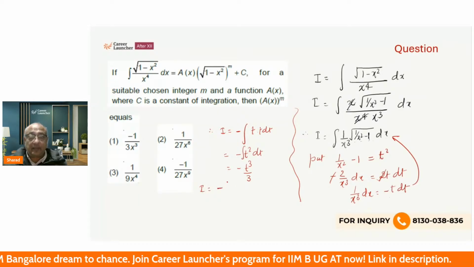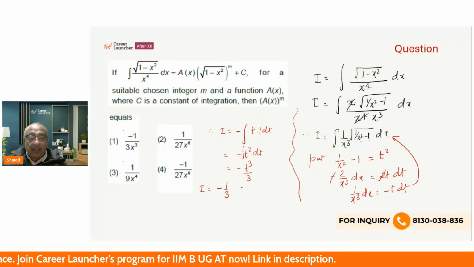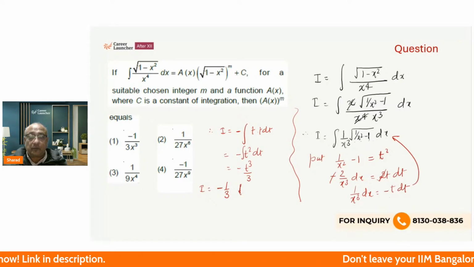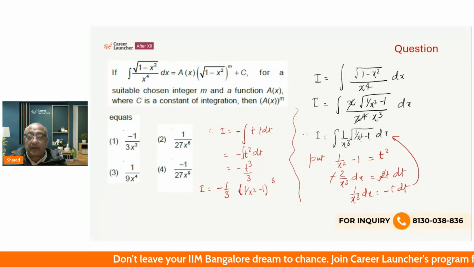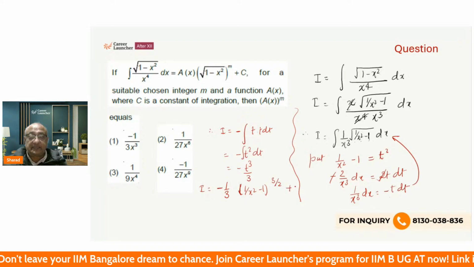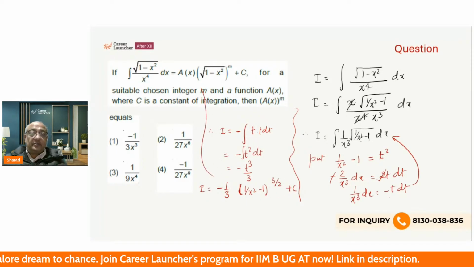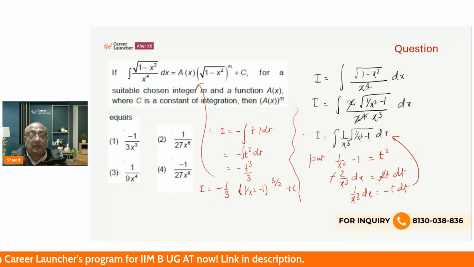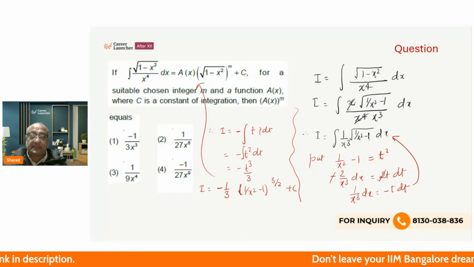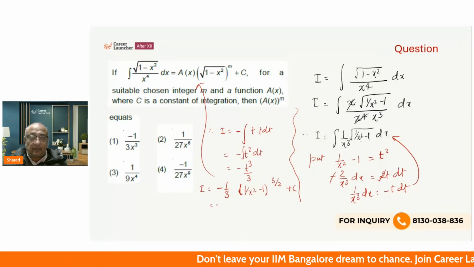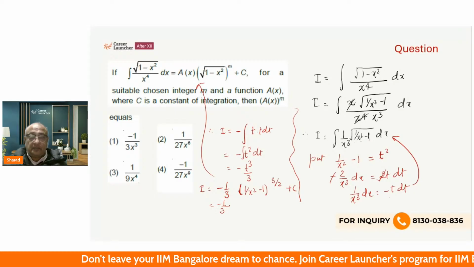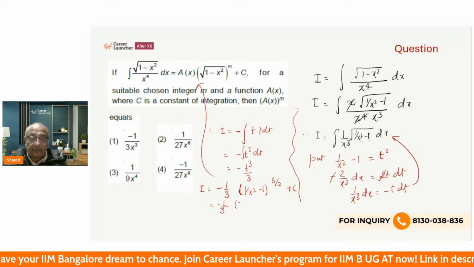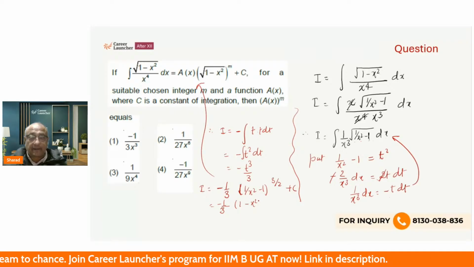So what I will have now? Minus 1 by 3. And I have over here, what is t square? So this will be equal to 1 by x square minus 1 raised to the power 3 by 2 plus c. So this is the result which needs to be compared with this to find a of x and m. So simple. Let's do a little bit of LCM and a little bit of arrangement. This will become 1 minus x squared, right?